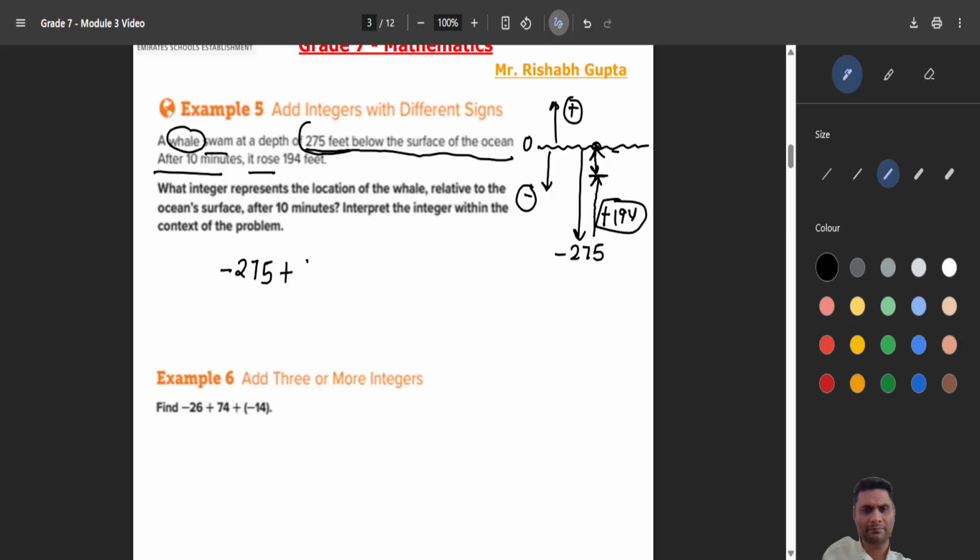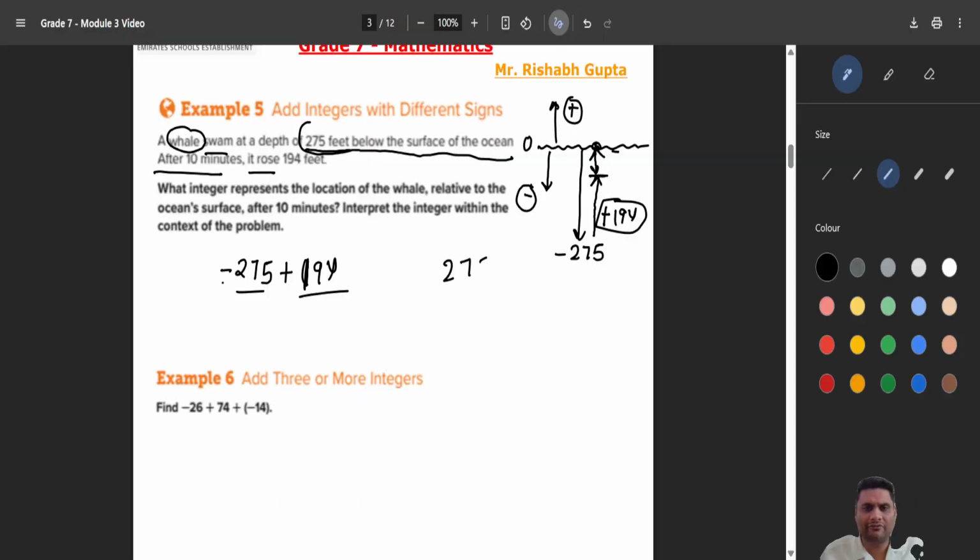The second location is plus 194, right? Let us make it plus 194 like this only, no problem. Now check the two numbers. Do the two numbers have the same sign or different sign? They have different sign. Different sign, that is, we will do minus.